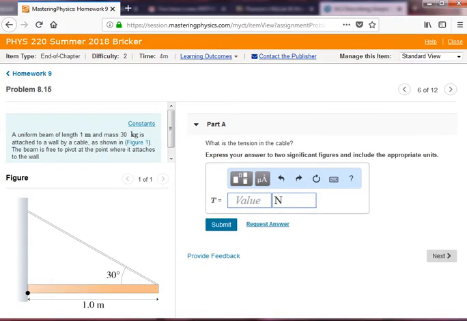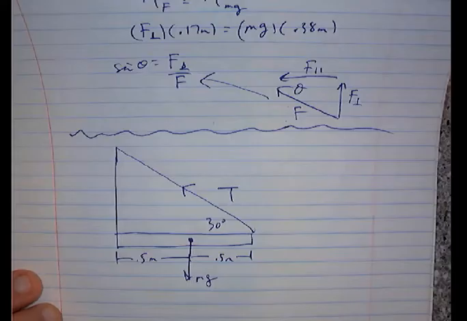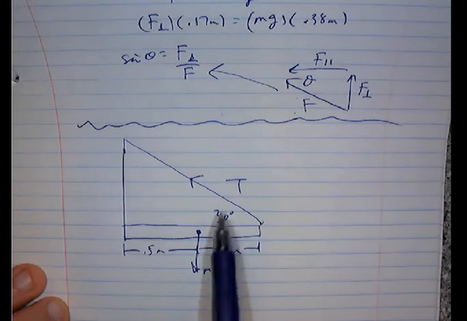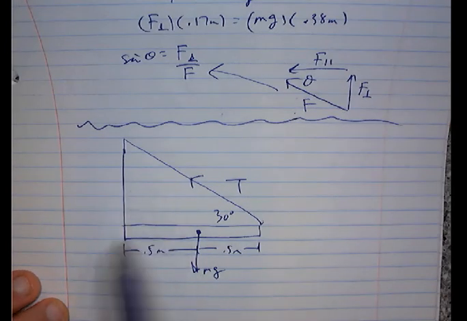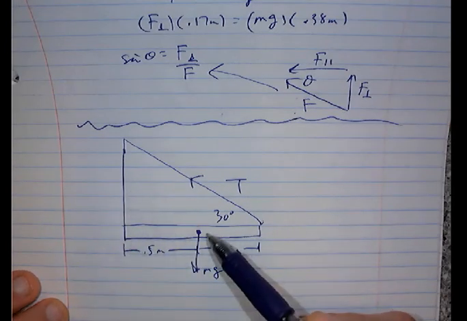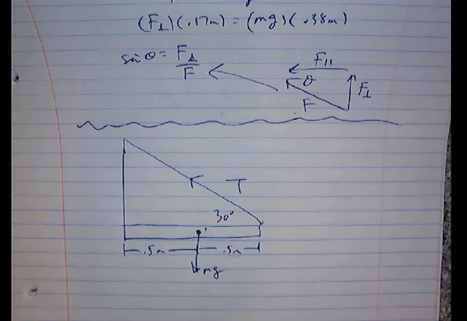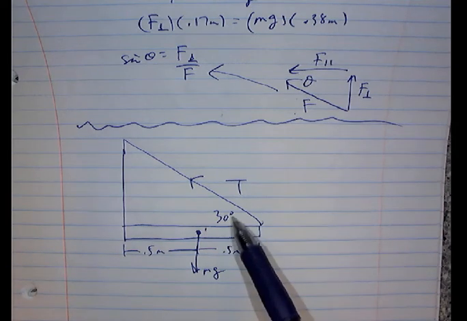Okay, a uniform beam, length 1 meter, mass 30 kilograms, is attached to the wall by a cable as shown. The beam is free to rotate at the point where it attaches to the wall. We want to know what is the tension in this cable. Again, essential is a picture, and that's what I have here. Here's the beam. It's a uniform beam, so the center of gravity is right in the middle, 30 degrees.